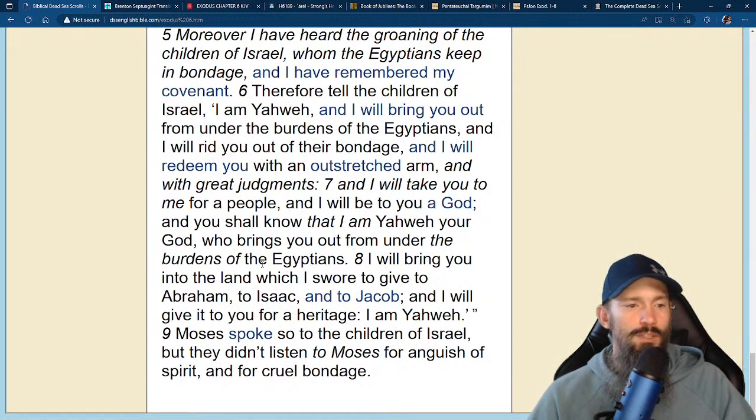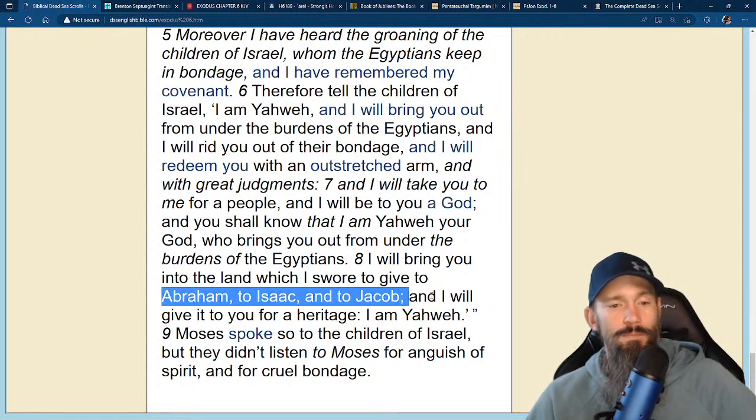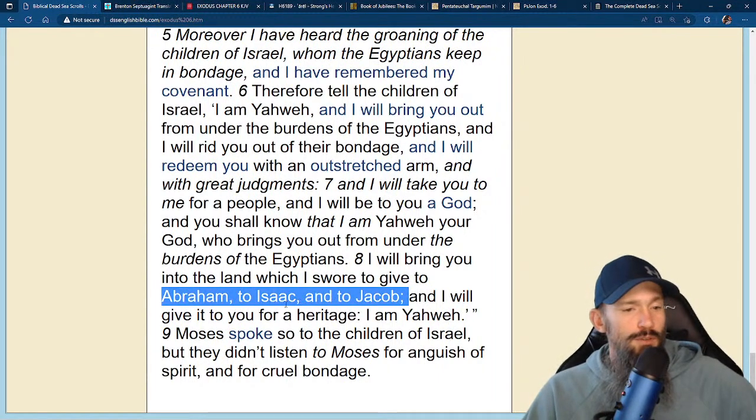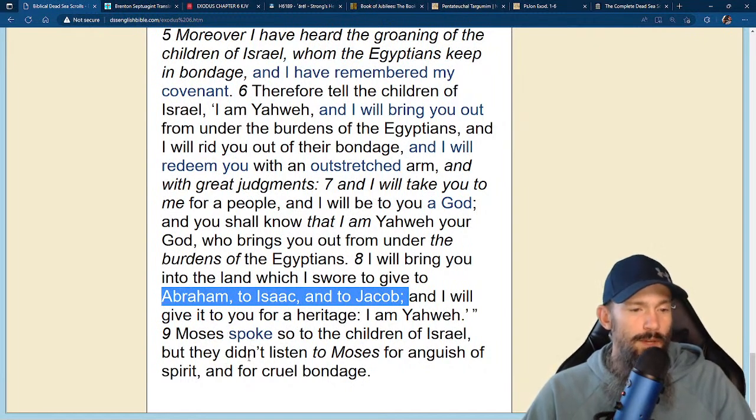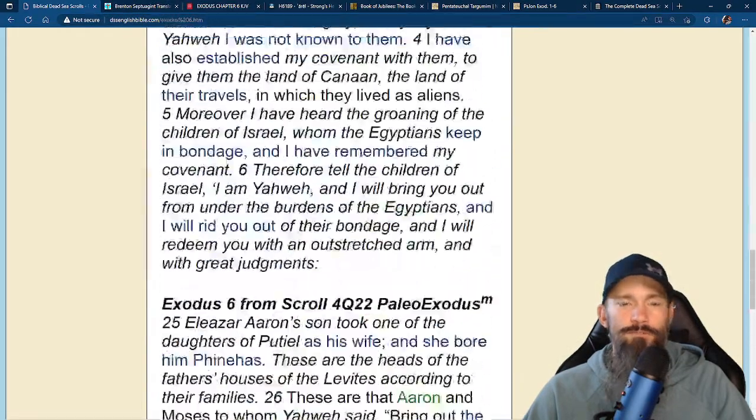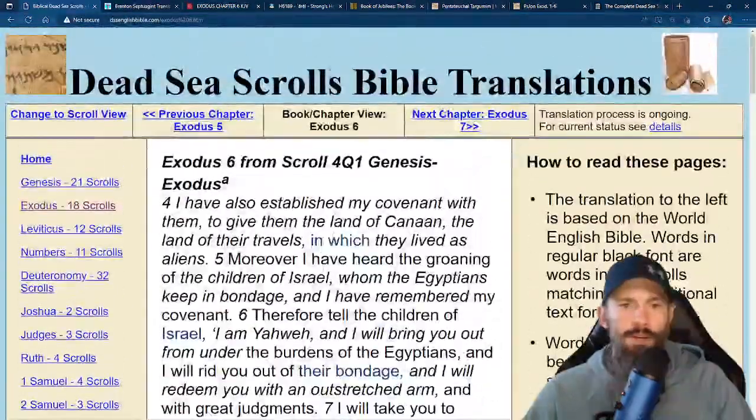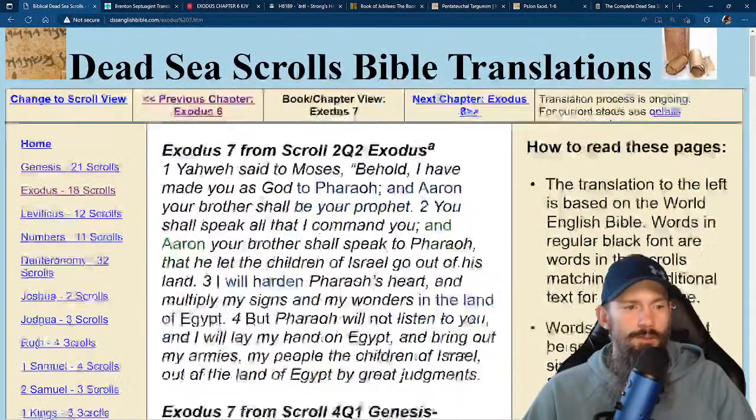I will bring you into the land which I swore to give to Abraham, to Isaac, and to Jacob. So this manuscript says Abraham, Isaac, and Jacob. And I will give it to you for a heritage. I am Yahuwah. Moses spoke so to the children of Israel, but they didn't listen to Moses for anguish of spirit and for cruel bondage. Chapter 7.